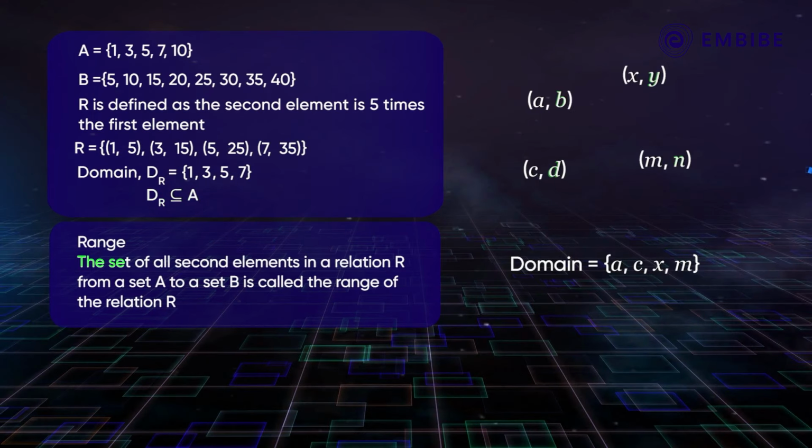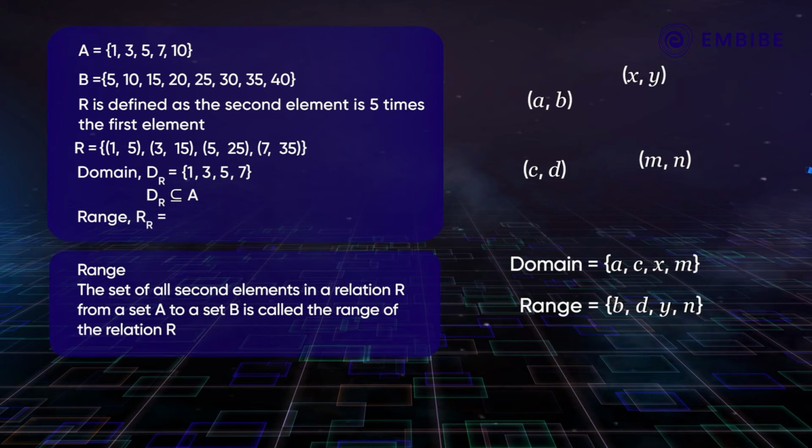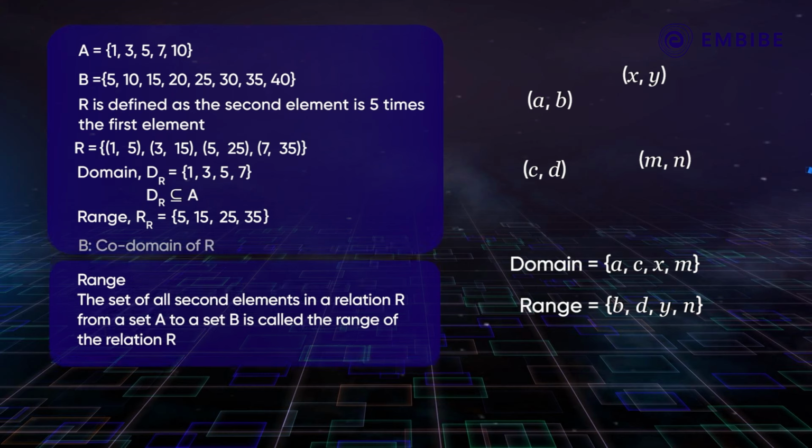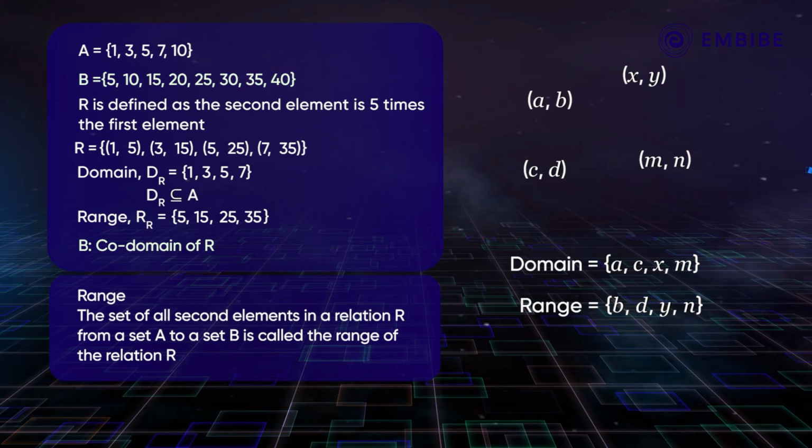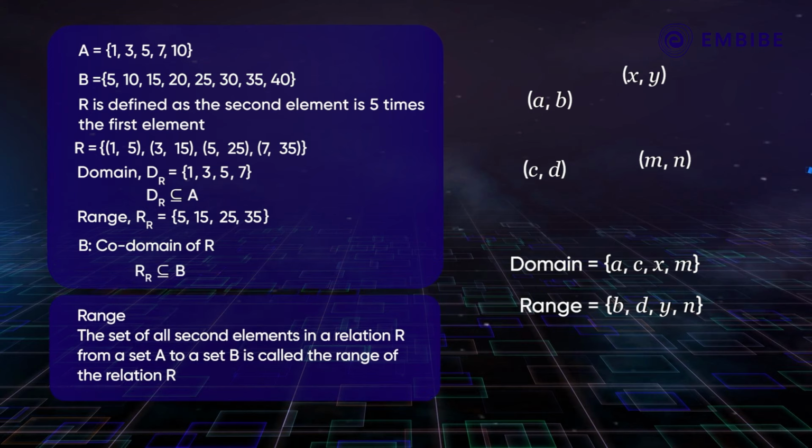The set of all second elements in a relation R from a set A to a set B is called the range of the relation R. Hence, for the relation R we considered, the range of R is the set {5, 15, 25, 35}. The whole set B is called the codomain of the relation R. Note that range is a subset of codomain.